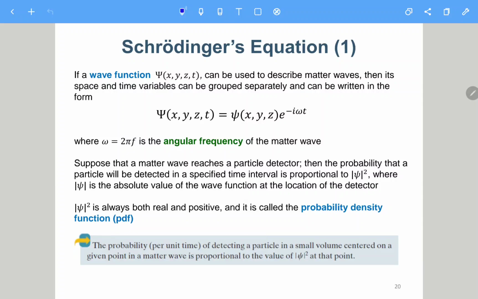Okay, so here we come to the most difficult part, which is called the Schrödinger equation. It says if a wave function psi(x, y, z, t), so we have 3 position coordinates and 1 time coordinate, can be used to describe the matter wave, that is, the space-time variables can be grouped separately and can be written in the form. So it's something like the separation of variables we introduced in the supplementary note of chapter 33.